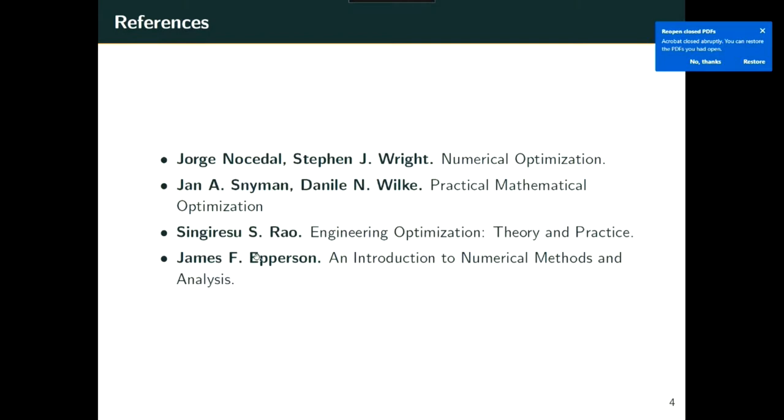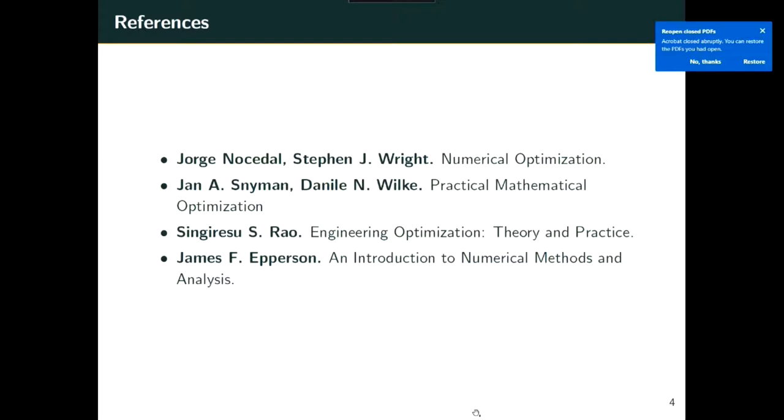And if you have an engineering background, and you are trying to use optimization for application kind of stuff, start with Rao's book, and obviously Epperson's book. I think Epperson's approach is mostly basic numerical methods, but this book also covers a part of optimization, so you can follow that also if you're starting out. So the whole tutorial is based on these four books, and I will mention where exactly I have used them. Okay, sorry, that was supposed to be the last slide, so I'll move into the repo.